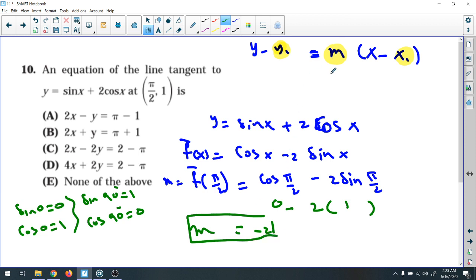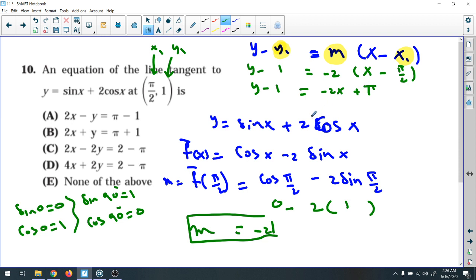And now we're going to plug it in here. This is negative 2. And this is x, and this is x minus x1. That's x1, which is pi over 2. And here's y minus y1, which is 1. So it's y minus 1 equals, distribute negative 2, will be negative 2x. Negative 2 times negative is positive, and 2 cancels 2, then will be positive x, positive pi.